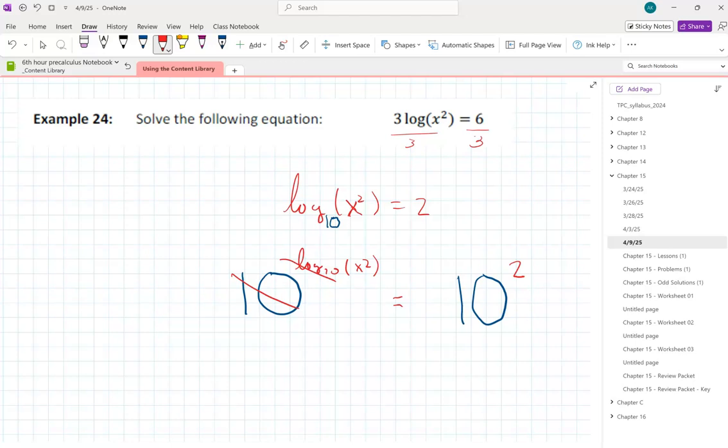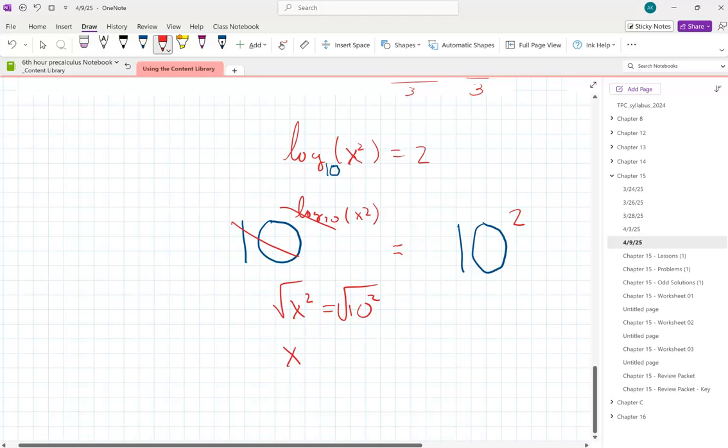So, whoop, whoop. Exponent base 10 cancels log base 10. So I'm left with x squared is equal to 10 squared. So we square root both sides. When we square root both sides of the equation, what do we have to get? Plus or minus. Very good. So our answer should be plus or minus 10. Everybody good there? But wait, we're not done.